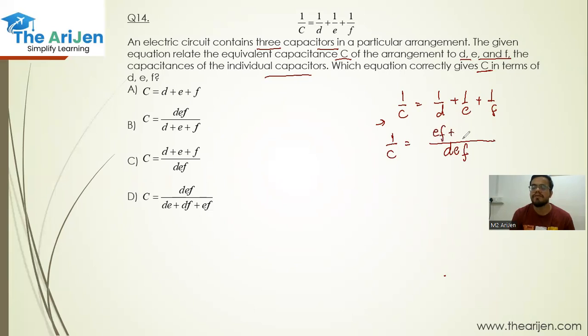Here we have E. What we don't have is DF. Here we have F. What we don't have is DE. So we have to find what is the value of C, not 1 by C. Remember, we have to find the value of C, so it would be just the reciprocal value. So C is DEF by EF plus DF plus DE, right? I hope this part is clear.